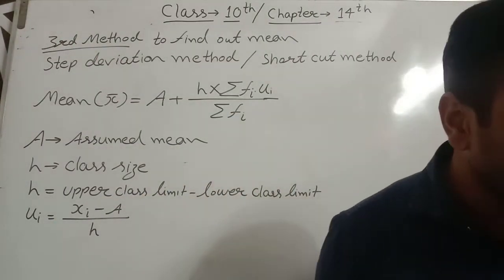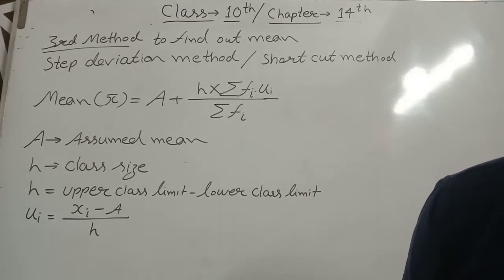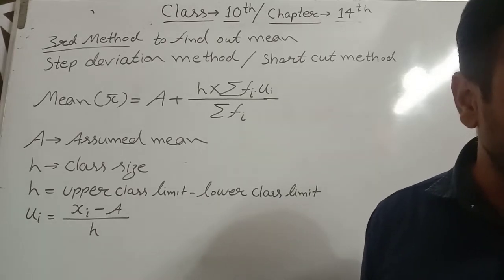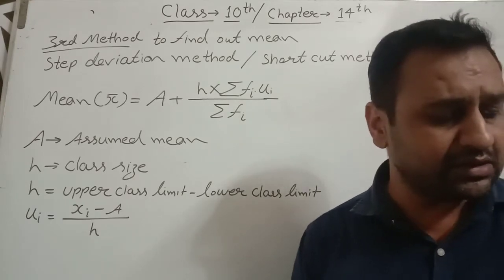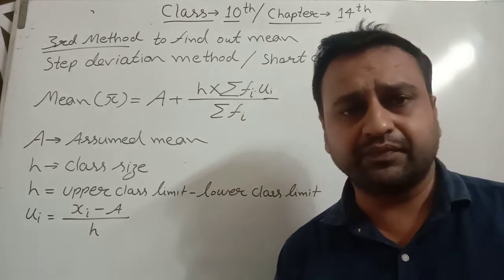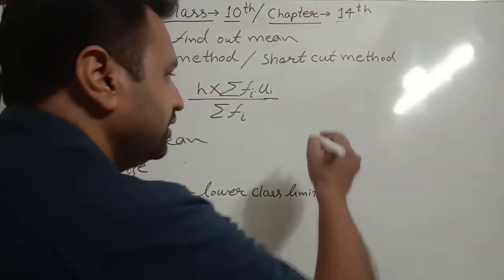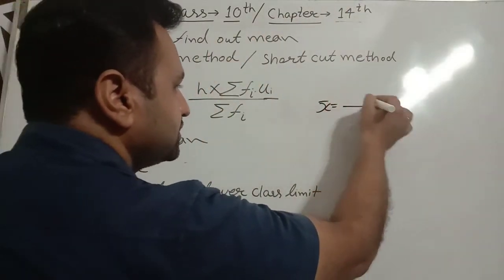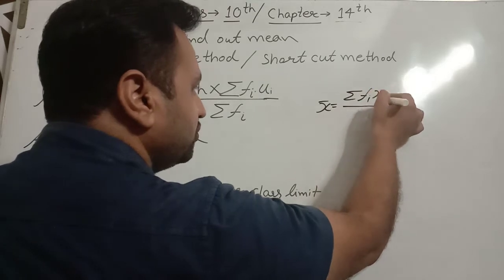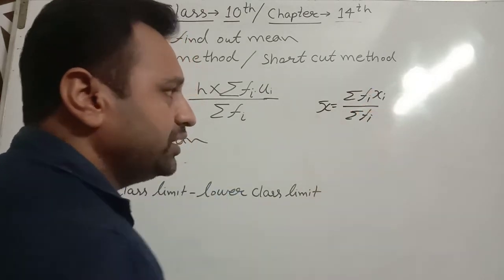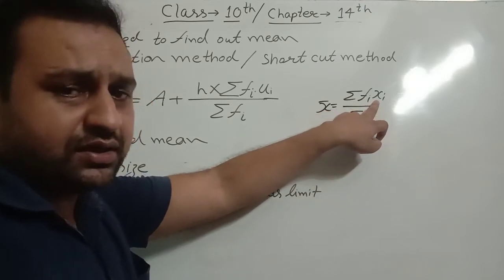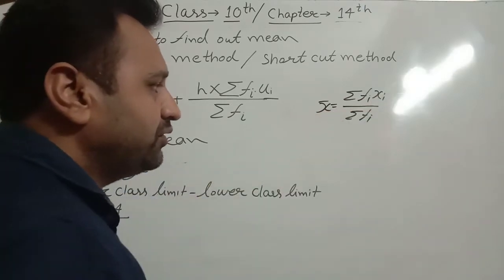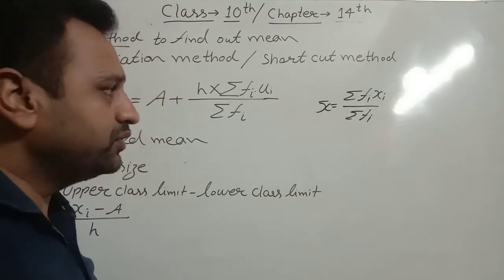In this chapter, in the previous video we completed exercise 14.1 questions number 1 and 2, and we have already studied two methods to find the mean. First method, direct method. Second method, assumed mean method. Direct method: mean is equal to sigma fi into xi upon sigma fi, where fi represents frequencies and xi represents class mark, and the formula for class mark is upper limit plus lower limit upon 2.